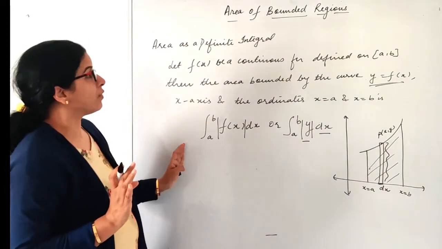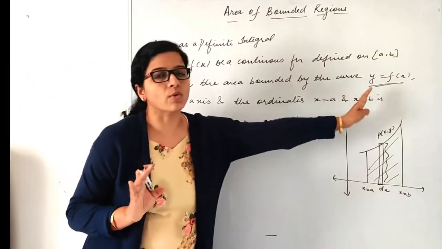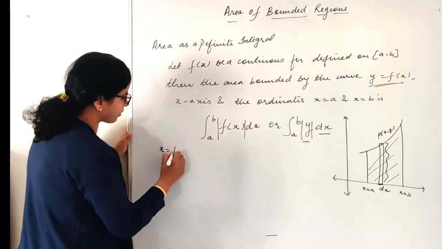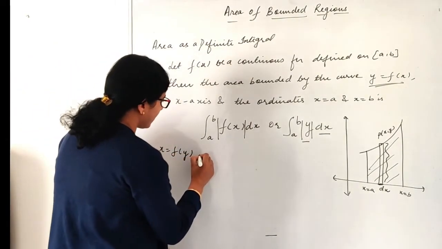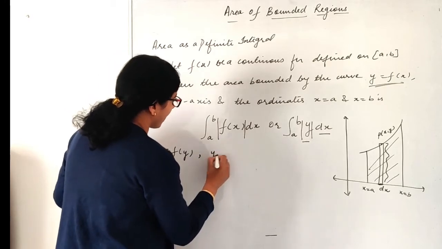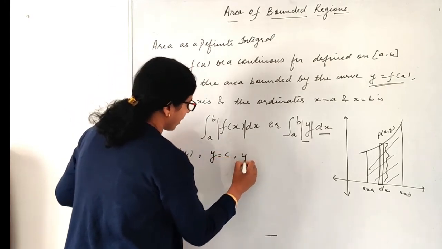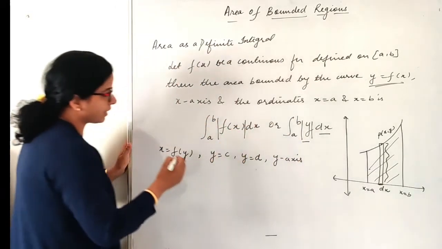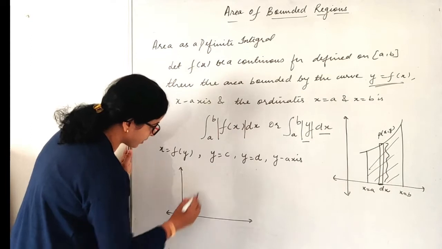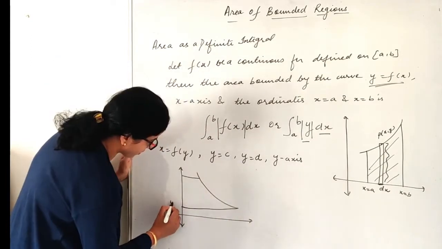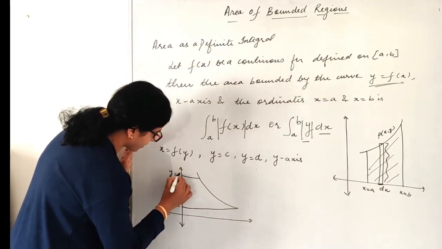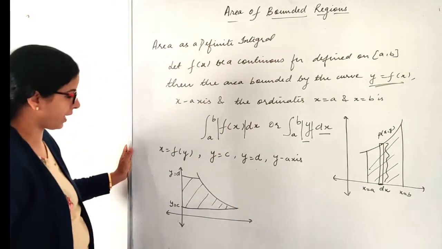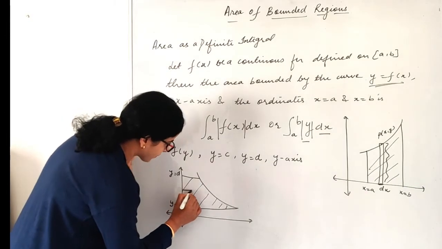Now let us check when we have a curve x = f(y). How are we going to do it? If we have a curve x = f(y) and the abscissas y = c and y = d, along with the y-axis, how are we going to find the area? Look here. Say for example, this is my curve. This is y = c, y = d, and this is the area which has to be calculated.